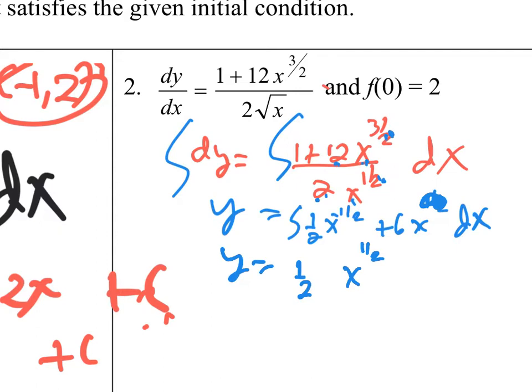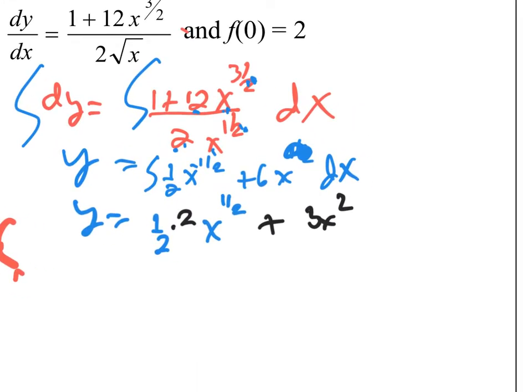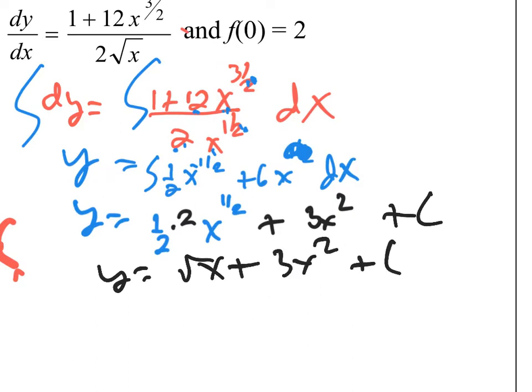1 half, x to the half, but I have to divide by a half, which means technically I'm just multiplying by a 2. Plus, thank you for fixing that, because that now becomes 6x squared divided by 2, which gives me 3x squared. It's all integrated. That's the antiderivative all the way across, plus my constant of integration. Let's clean it up. Y equals, the 1 half times 2 cancels. That gives me the square root of x plus 3x squared plus my constant.